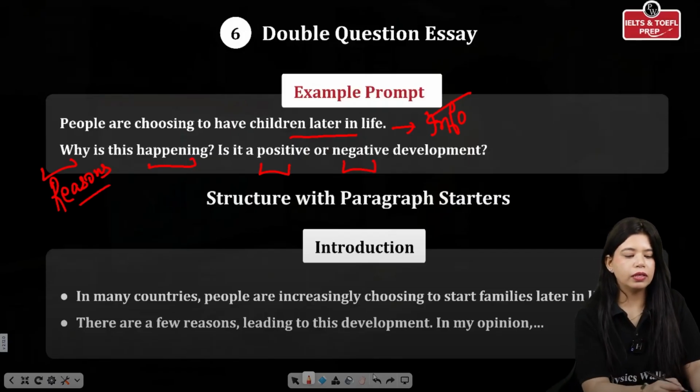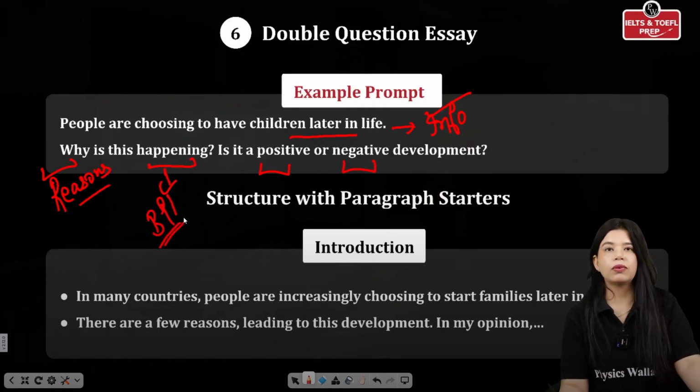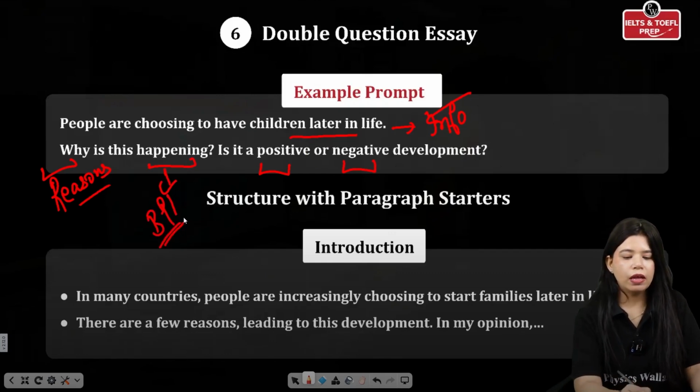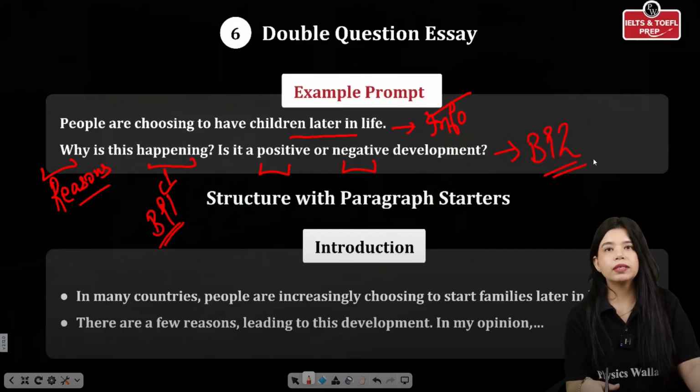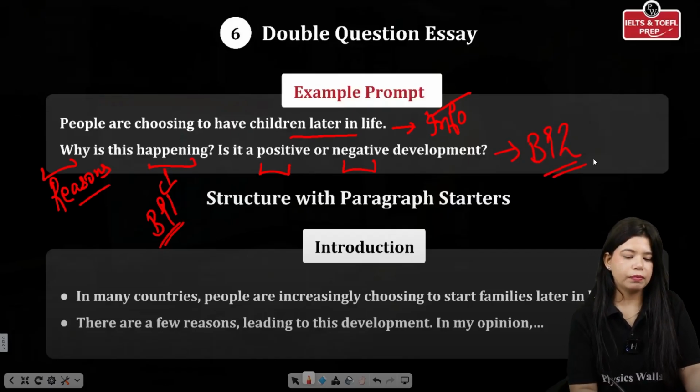So in such a case, body paragraph 1 will be about your reasons that why people are deciding to have children later in life. In body paragraph 2, you will explain your opinion that if it's positive for you, why it's positive, if it's negative for you, why it's negative.